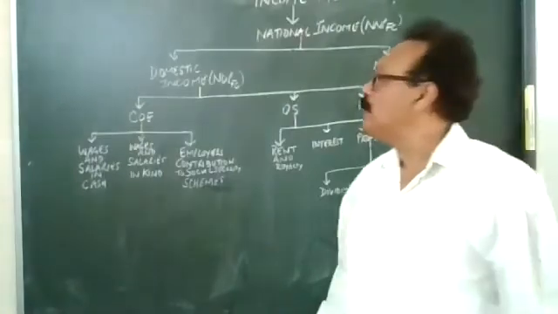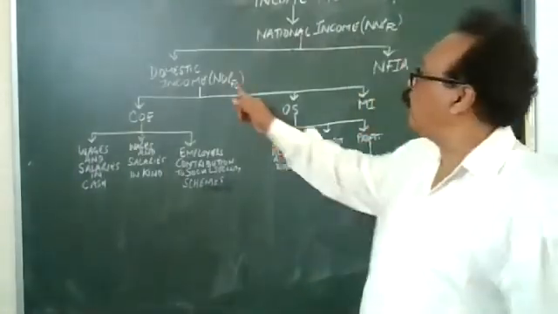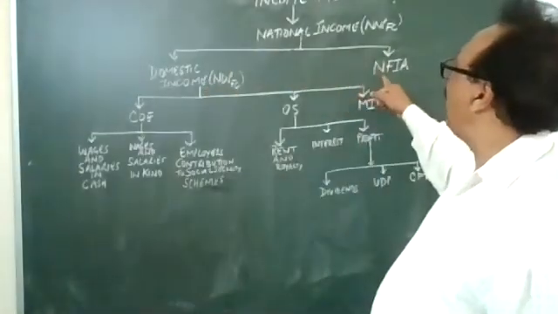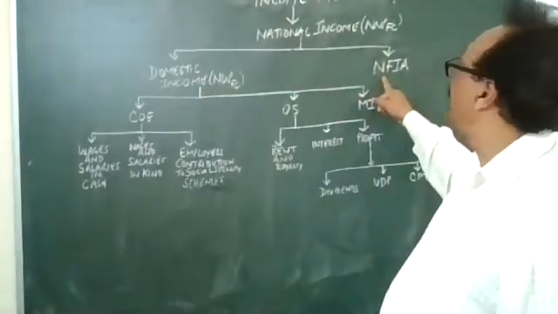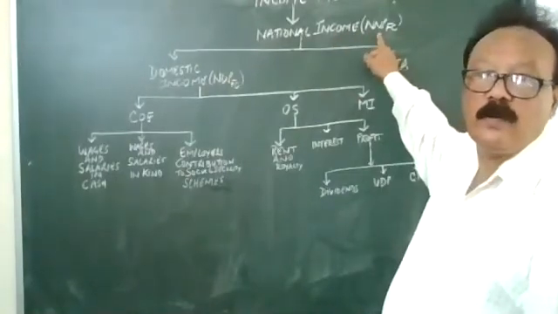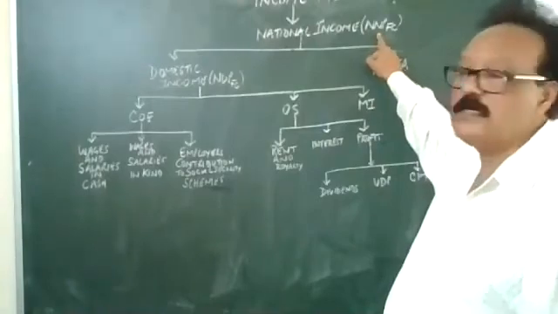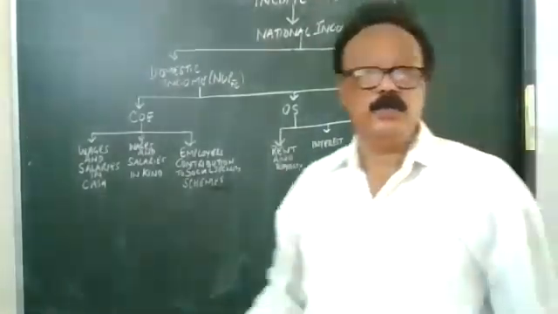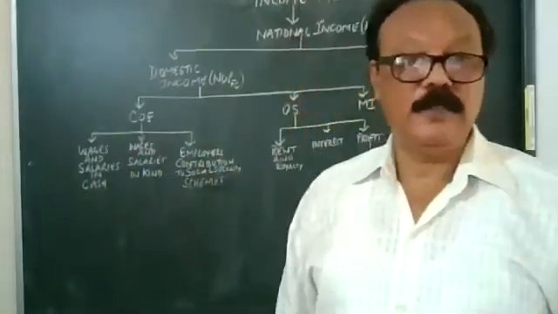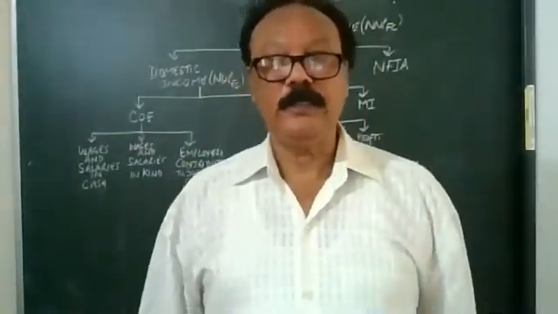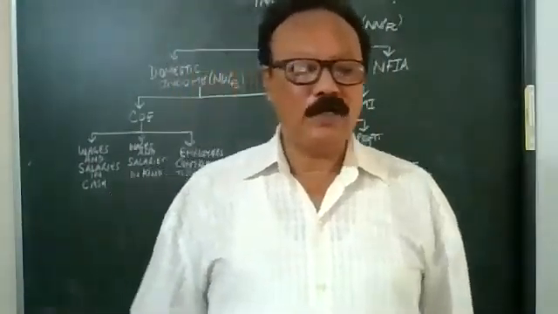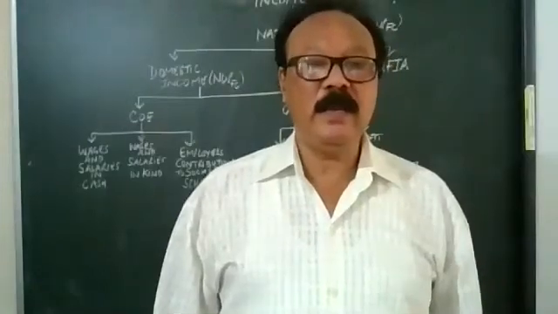That's the first step. The second step is now to the domestic income, what will you add? NFIA. And what do you get? NNP at factor cost, the national income. Two steps, but within the steps there are sub-steps. Clear?